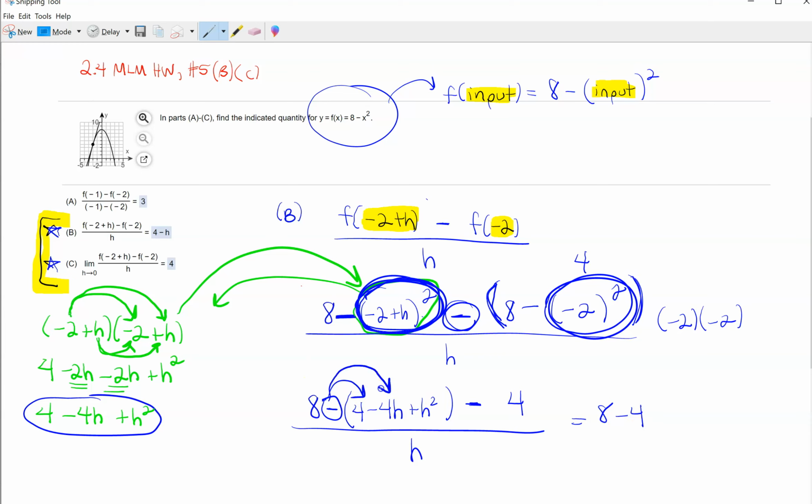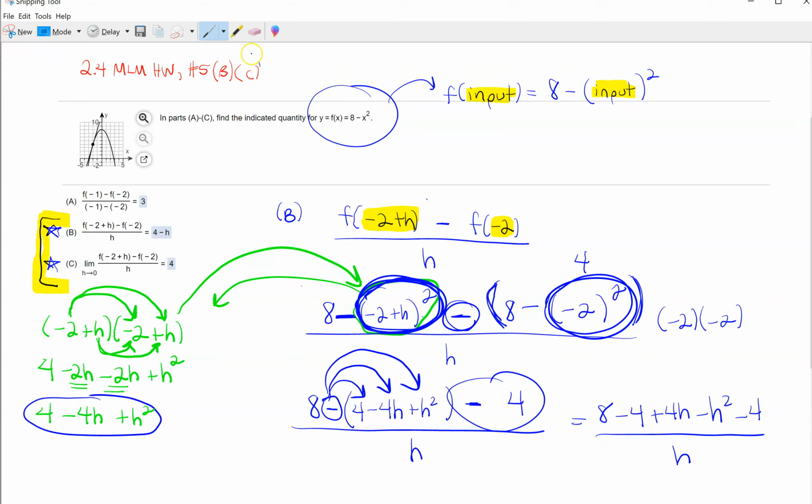I'm going to subtract a minus 4h, so that's going to add 4h back on. I'm going to subtract an h squared. And then I still have this minus 4. I can't forget about that. And the whole thing's still divided by h.